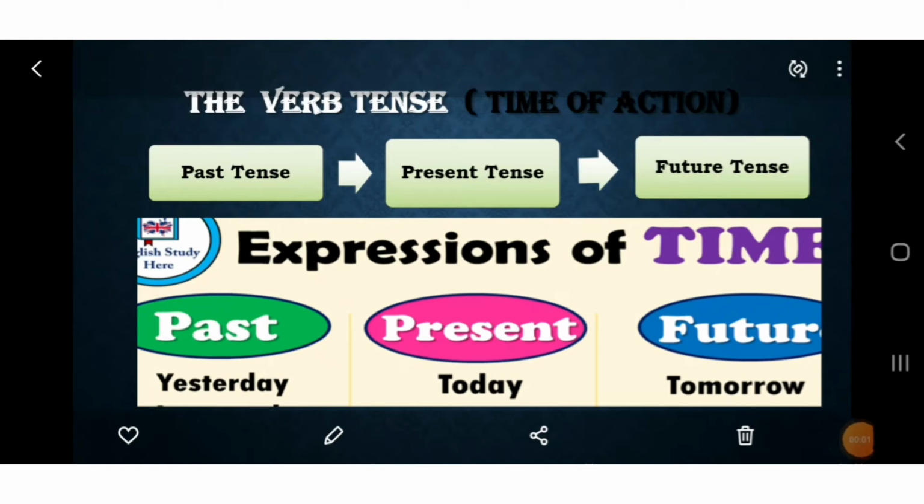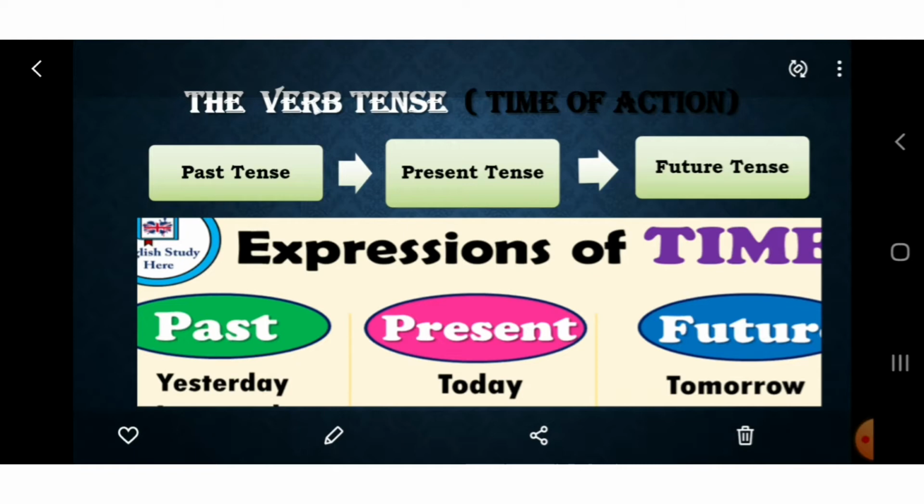Today we'll be discussing verb tense. What is the meaning of tense? The tense means time of action, meaning the time when a work has been done. It is basically of three types: past tense, present tense, and future tense. Now, what are the past tense, present tense, and future tense?